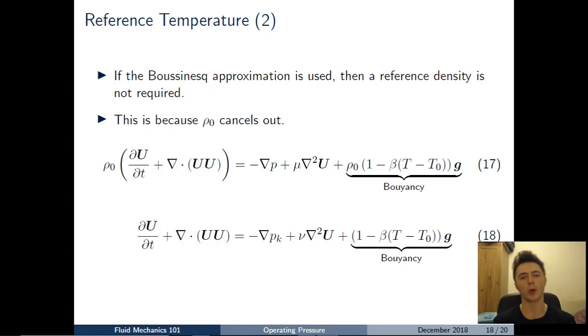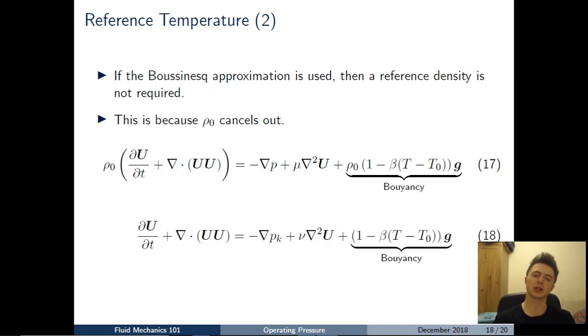So another small point to make, that when we use the Boussinesq approximation, a reference density is no longer required. We only need a reference temperature, and that's a very subtle point. And if you go back to my video on the Boussinesq approximation, you'll see why. But generally what happens is this is because the reference density cancels out.